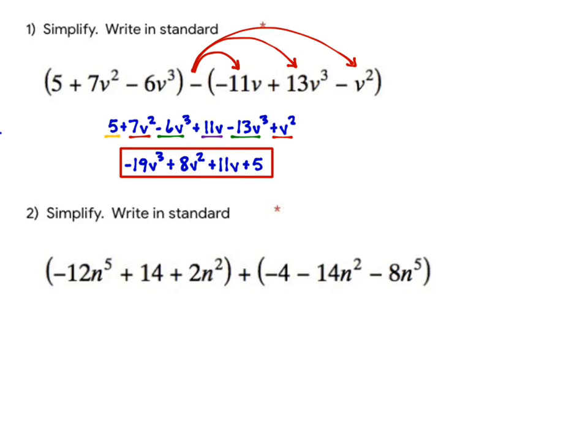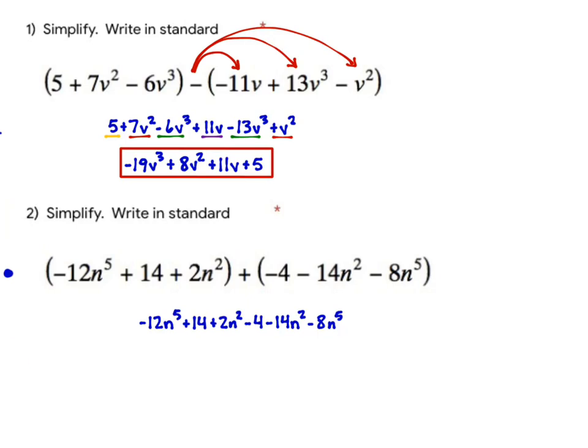For number 2, we're going to be doing the same type of thing, except notice we are adding the two polynomials instead of subtracting. So when we go to distribute that positive 1, nothing changes. The parentheses just drop. And so you can imagine there's a positive 1 here, and when we distribute this in, we're still going to get negative 4 minus 14n squared minus 8n to the 5th. And then same thing on this front thing, everything stays the same.